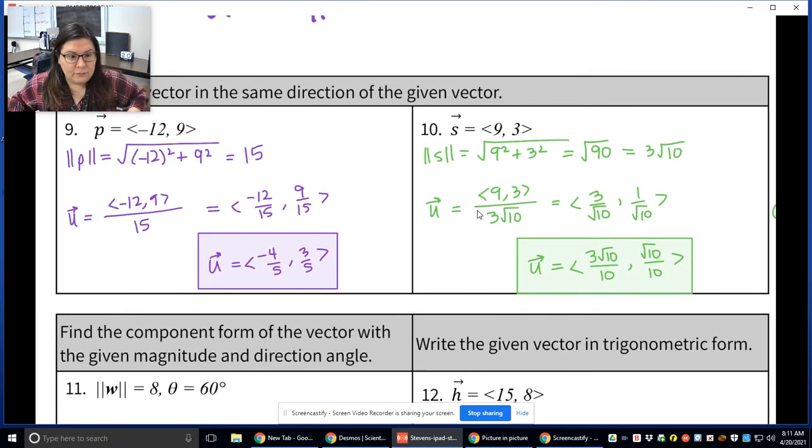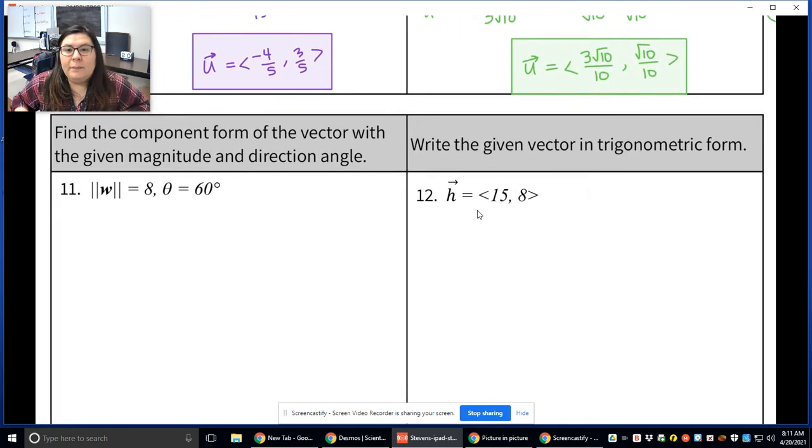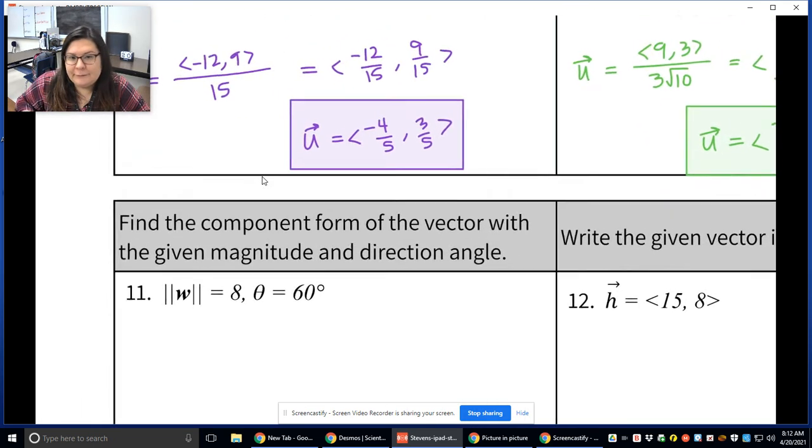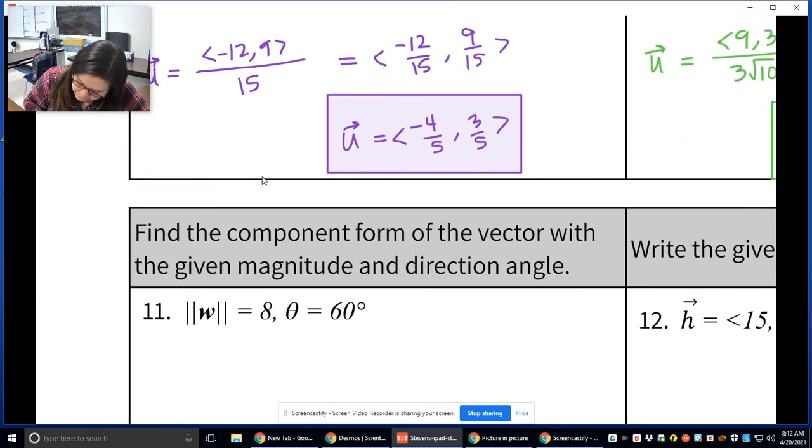Okay, for the next two, we're talking about trigonometric form. So for number 11, it says find the component form of the vector with the given magnitude and direction angle. So they want us to go all the way down to component form, but we have to go through trigonometric form first. So I know we don't remember, but I'll give it to you. Trigonometric form would be magnitude, cosine, theta, and then magnitude, sine, theta.